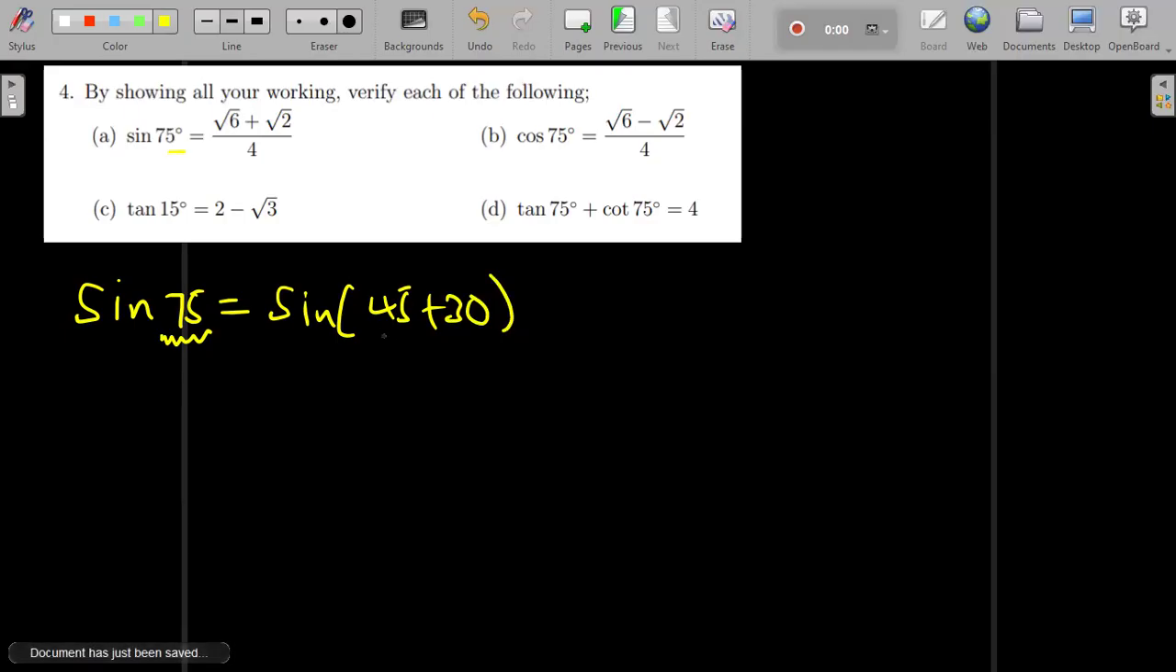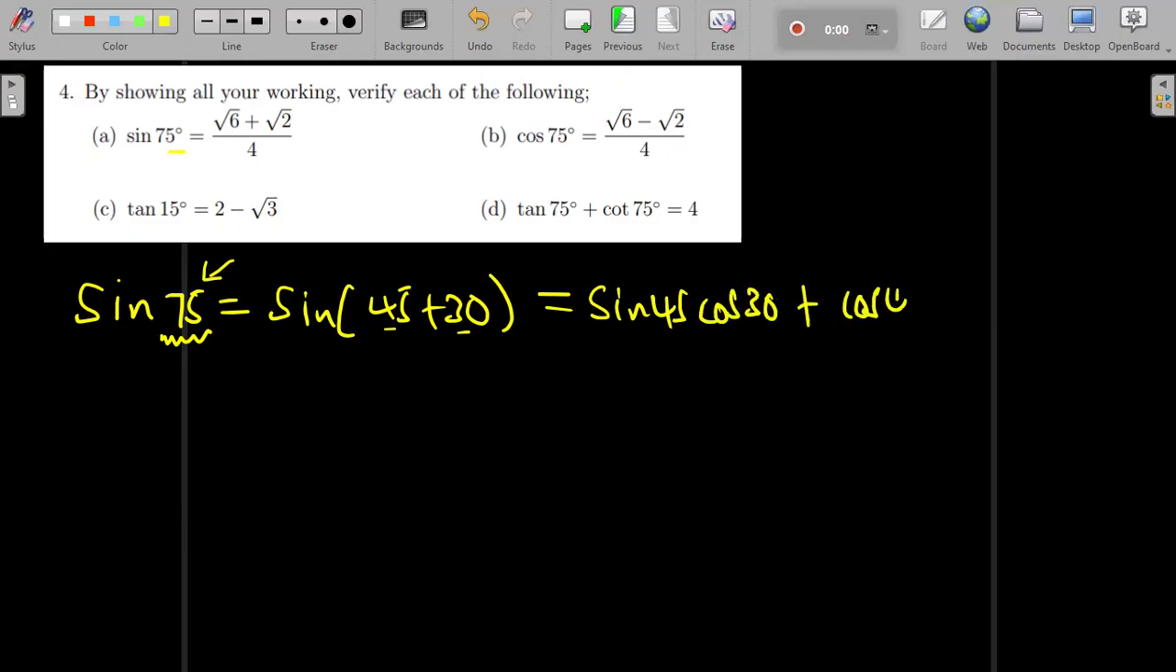So make sure that the angles that you get here to represent this one angle are special angles, okay? So this will be the same as sine of 45 plus 30. And then we can expand it using the angle addition formula for the sine. So this is going to be sine 45 cos 30 plus cos 45 sine 30.